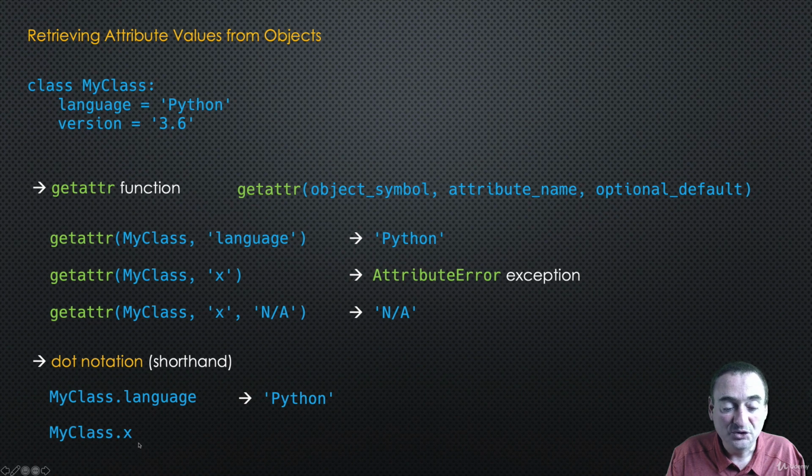Now, it's important to note that with the dot notation, when you request an attribute that doesn't exist, we will get the AttributeError exception, and there is no way to specify a default here, right? So you cannot have something that's equivalent to this third form of the getattr function using dot notation. So if you need to have a default if the attribute doesn't exist, then you'll need to use the getattr function. Otherwise, we can just use the dot notation. It's a lot simpler.